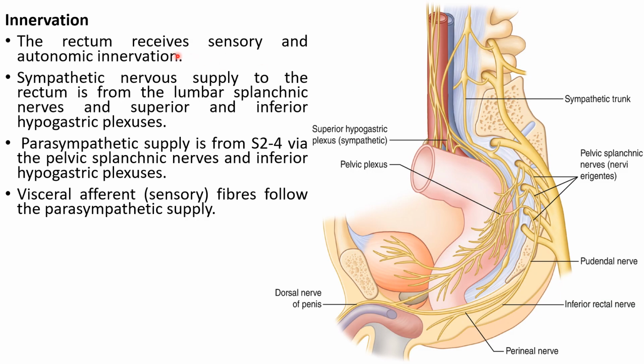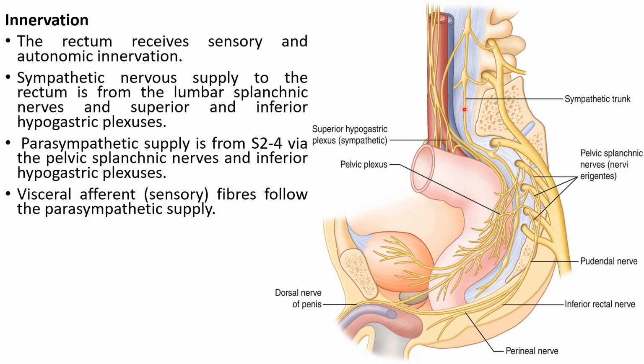About nerve supply. It receives sensory and autonomic innervation. The sympathetic supply is from lumbosacral splanchnic nerve and the superior and inferior hypogastric plexus. The parasympathetic supply is from S2 to S4 via pelvic splanchnic nerve and inferior hypogastric plexus. The visceral or sensory fibers follow parasympathetic supply.